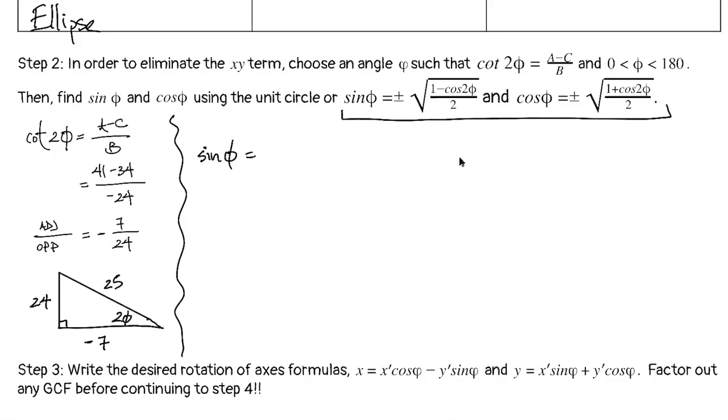Now, if my double angle is in quadrant 2, which quadrant is my single angle in? It's in 1. So this plus or minus, I know that it's going to be a plus, because if the double angle is in quadrant 2, the actual angle is in quadrant 1. And then I can write 1 minus cosine of 2 phi. So I'm going to go back to that triangle I just drew and find the cosine. The cosine is going to be negative 7 over 25. And then I divide that by 2.